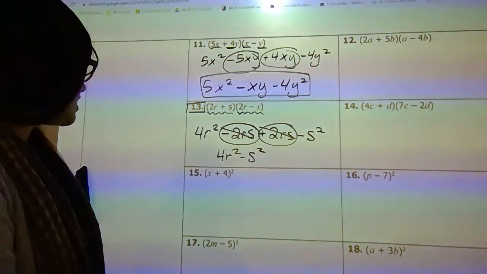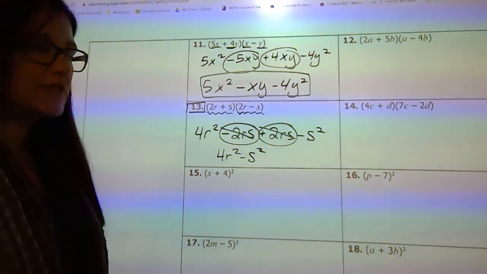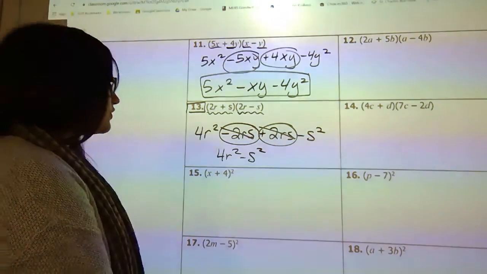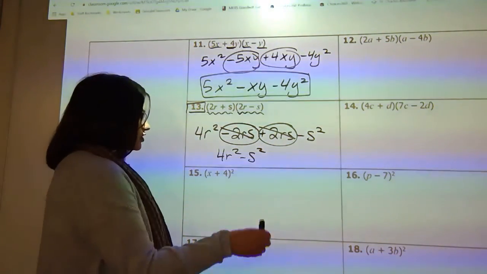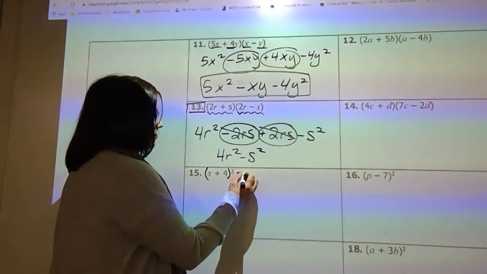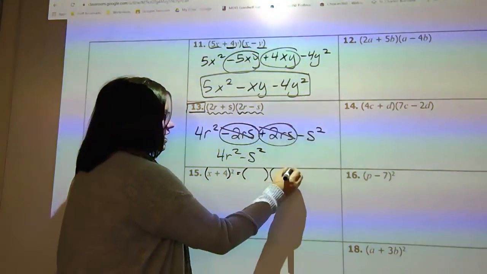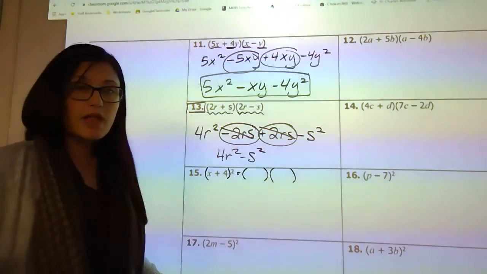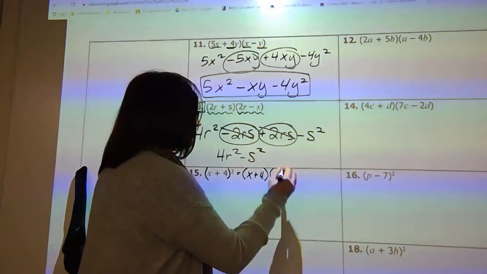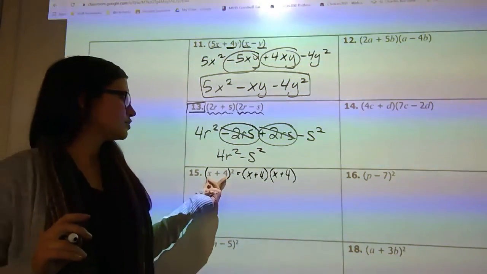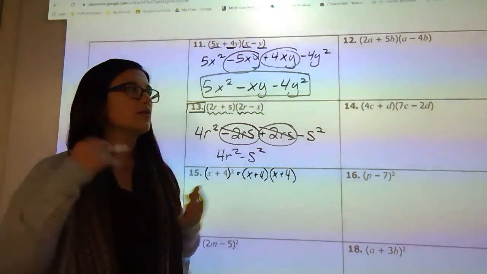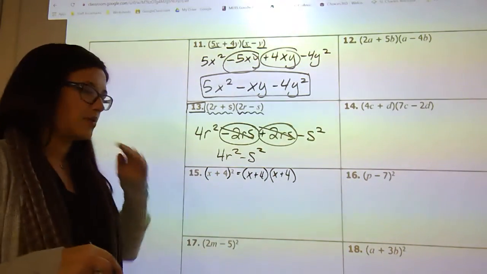All right, number 15, sorry. This one's written a little bit differently. Now, hopefully you guys went over this in Algebra 1A, but just to review, when you have an exponent, it tells you to take whatever that exponent is affecting and multiply it by itself. So I have x plus 4 times x plus 4, okay? When you have multiple terms inside of your parentheses, you have to distribute it properly.